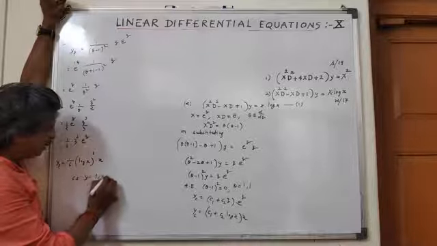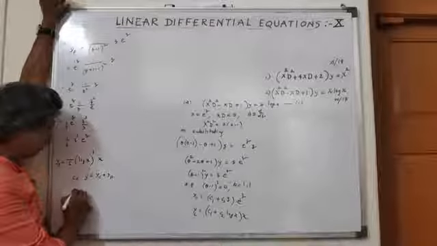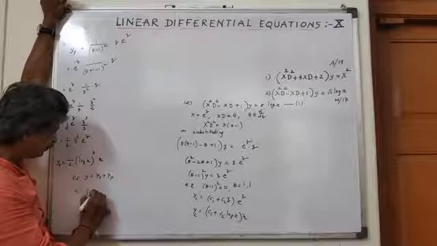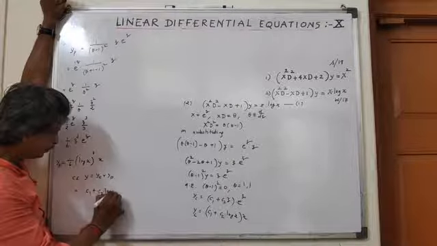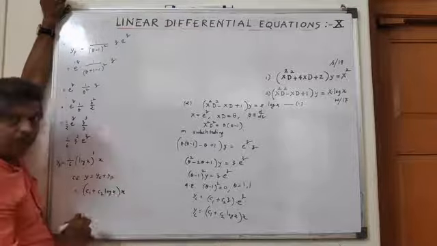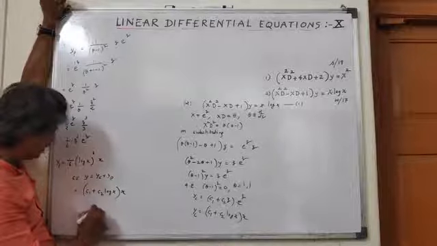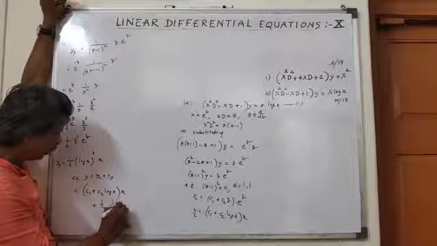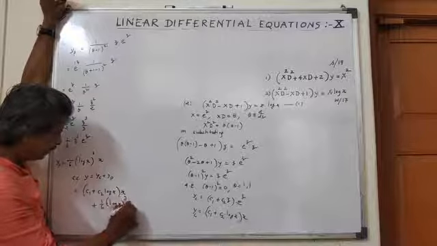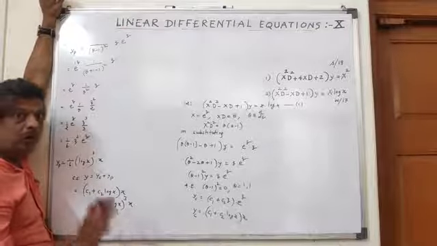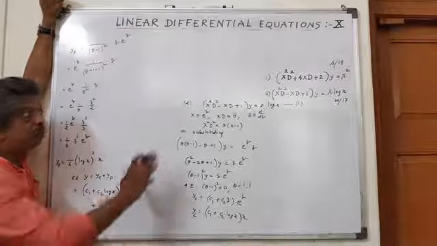yc plus yp. This was c1 plus c2 log x, this was our complementary function part, plus the final value 1 by 6 log of x cube into x. Substituting both the values of yc and yp, that constitutes your final solution of the second example.